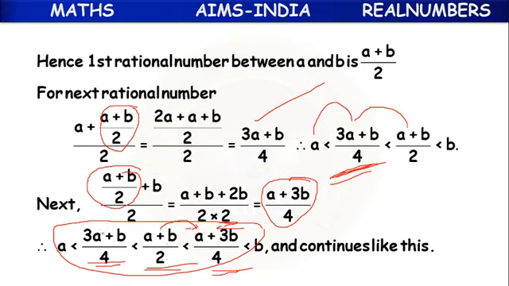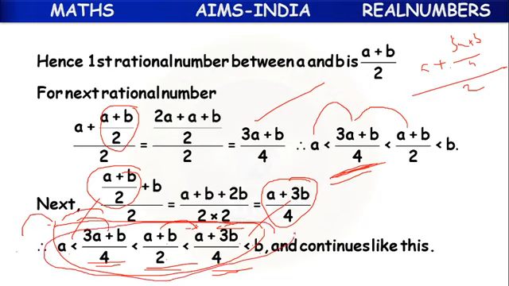If we add this number, (3a+b)/4, and divide by 2, we will get one more rational number which is less than this one and greater than a. So on this side we get one rational number, and on the right side we get one rational number, meaning the 4th and 5th rational numbers, then the 6th and 7th. Like that we can continue. As many rational numbers as we want, that many we can form.